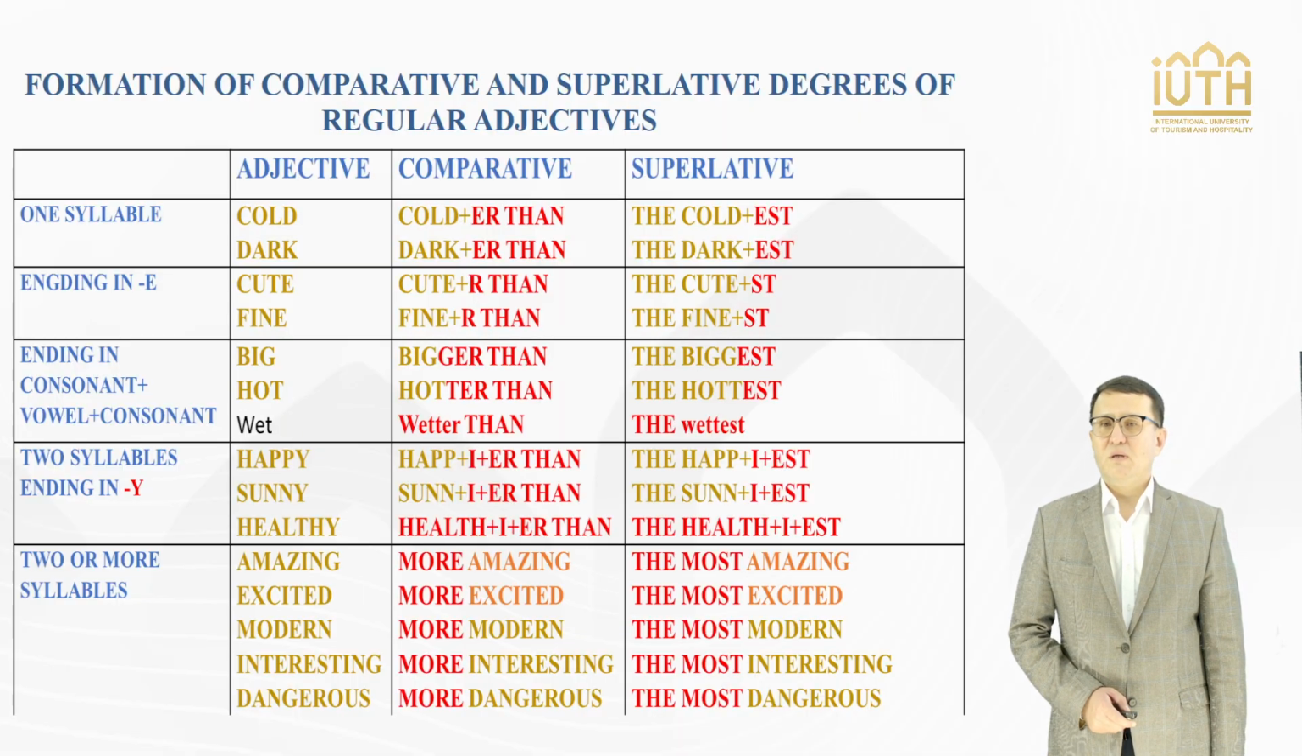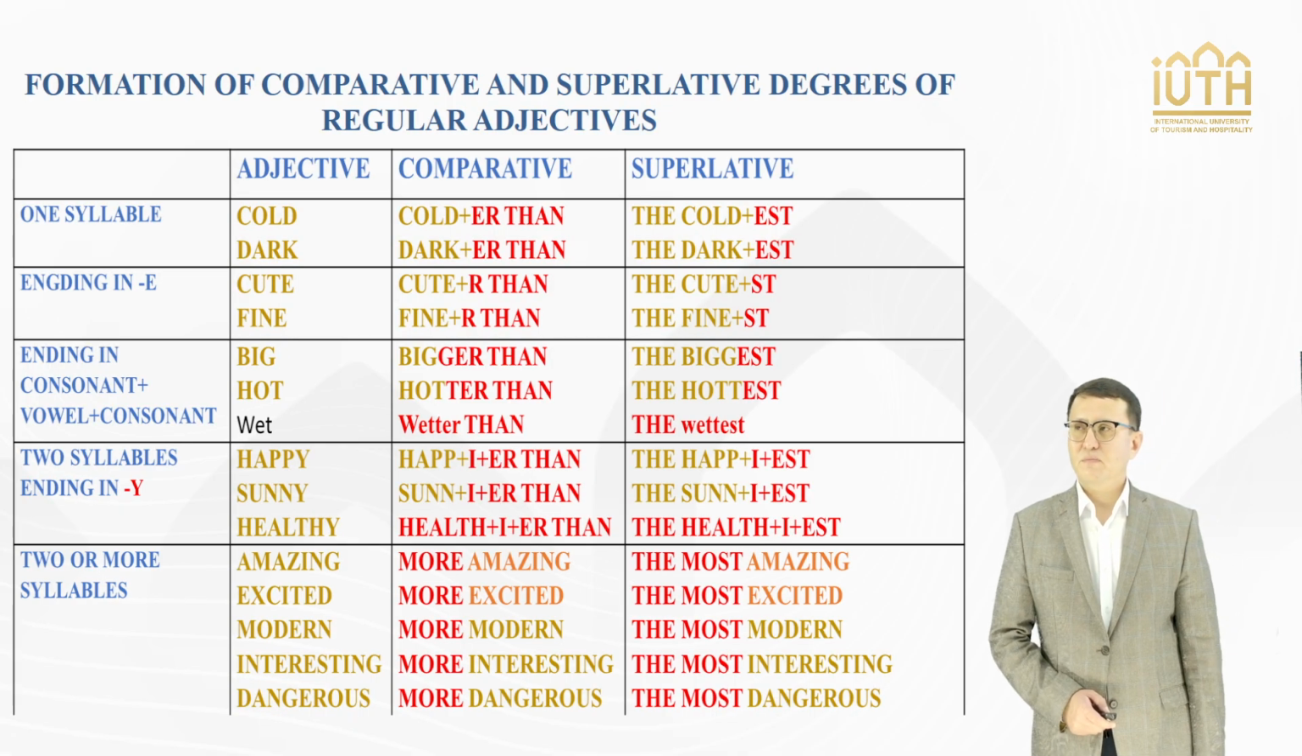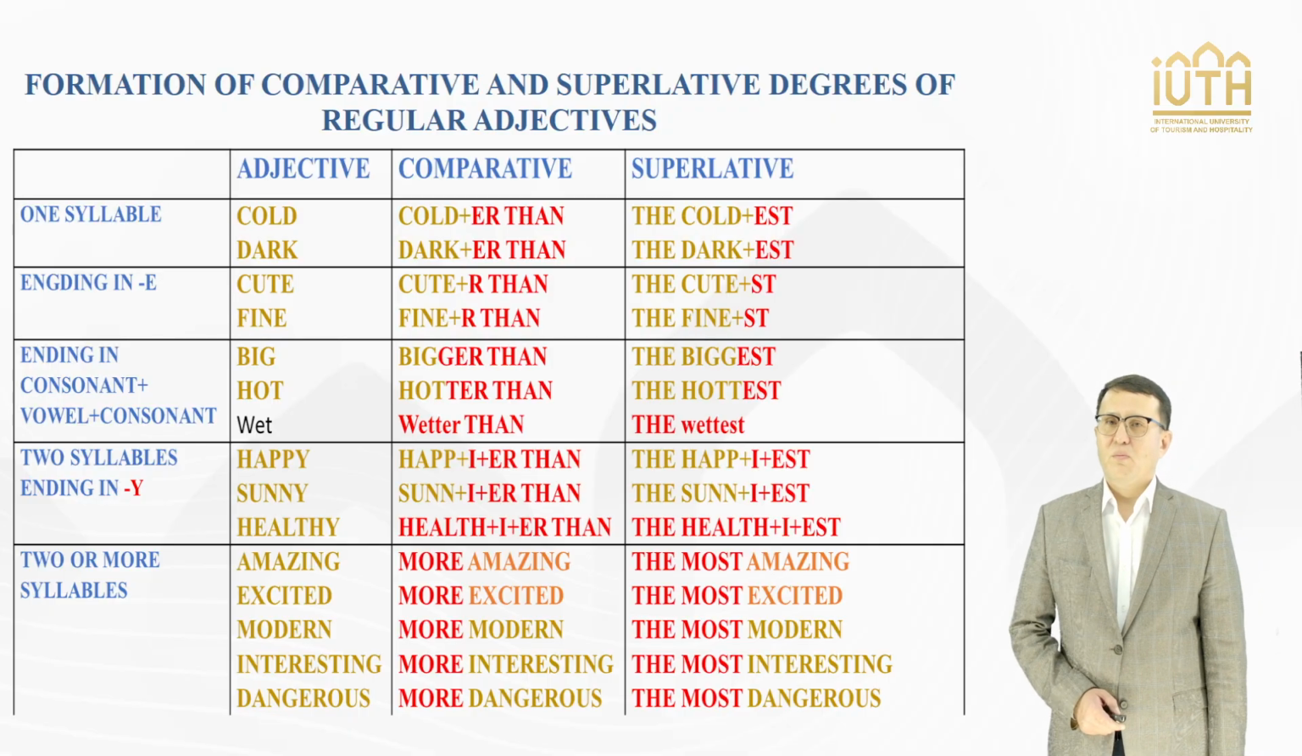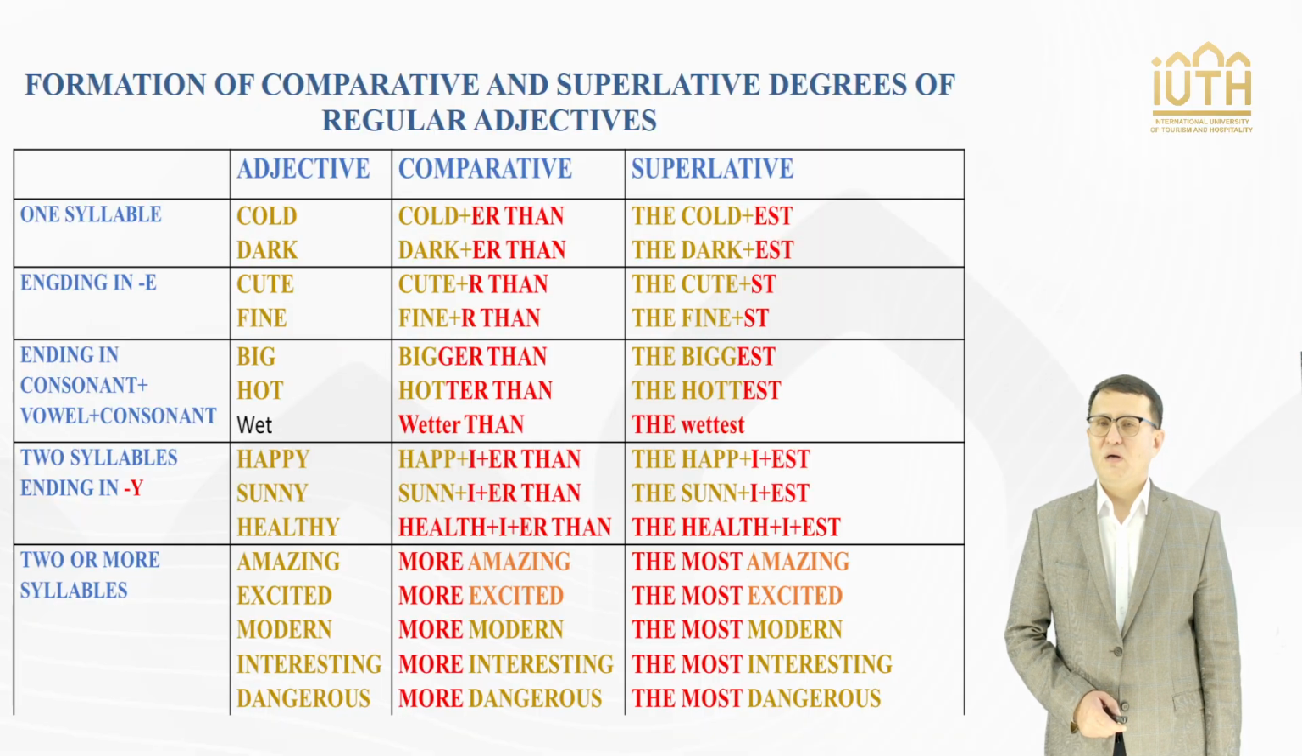Adjectives with two syllables, not ending in y, use more for comparative and most for superlative form. For example, beautiful, more beautiful, the most beautiful. Expensive, more expensive, the most expensive. Comfortable, more comfortable, the most comfortable. Example, this chair is more comfortable than that one. She is the most beautiful girl in the class.